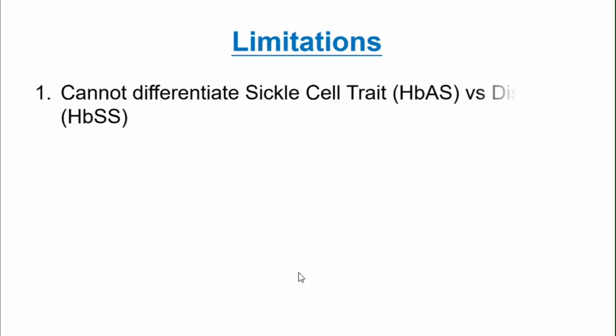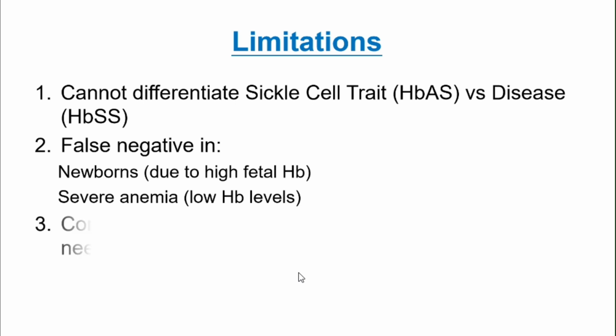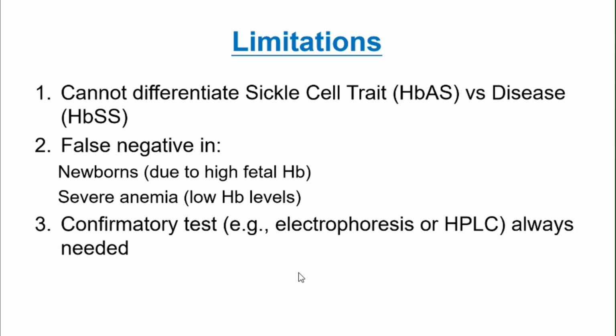Now we'll see the limitations of the sickling test. The sickling test cannot differentiate sickle cell trait from sickle cell disease. It can give false negatives in conditions such as newborns, due to the high presence of fetal hemoglobin, and in severe anemic conditions. And confirmatory tests should be done, such as electrophoresis and HPLC.